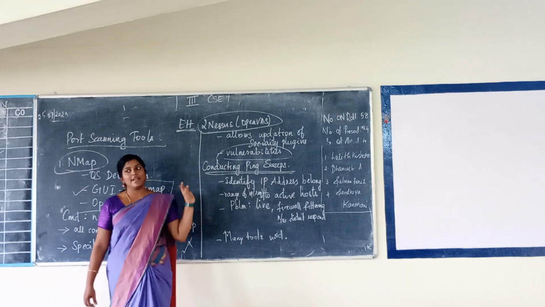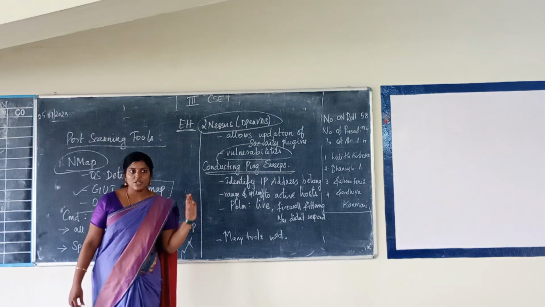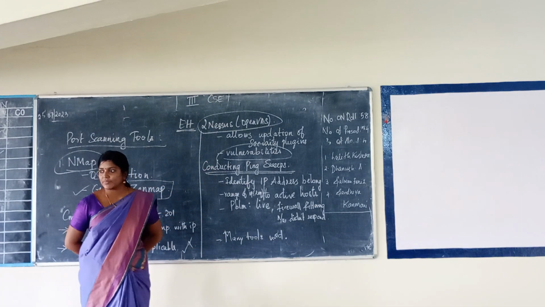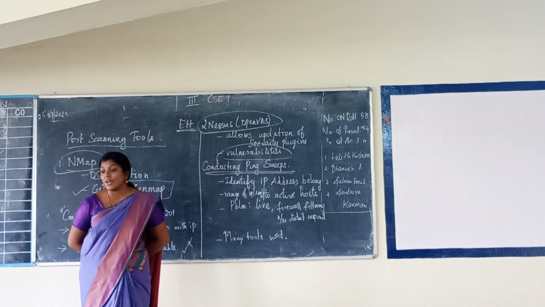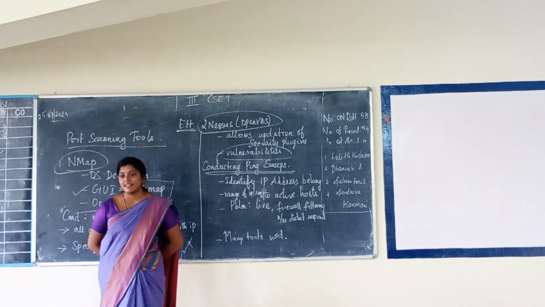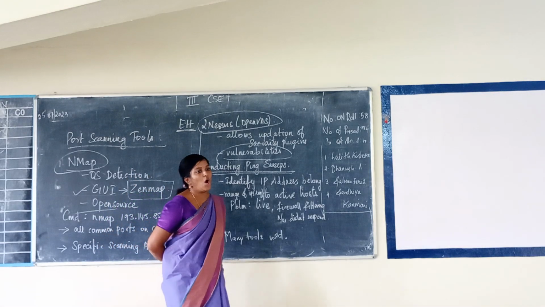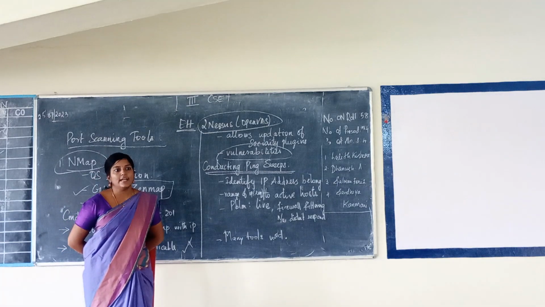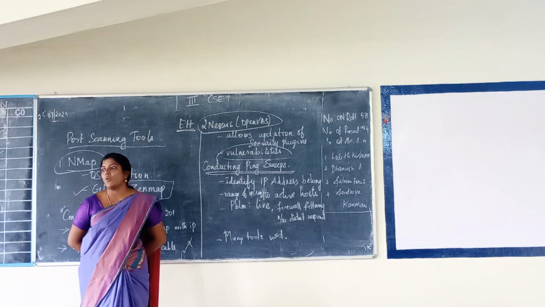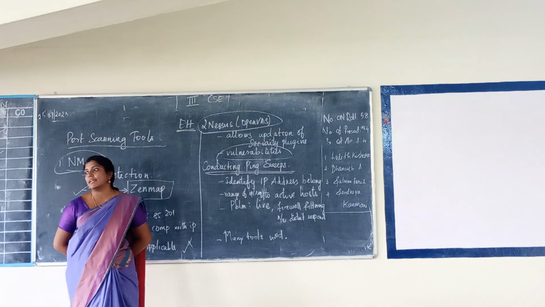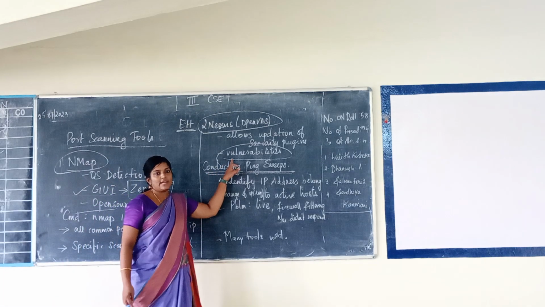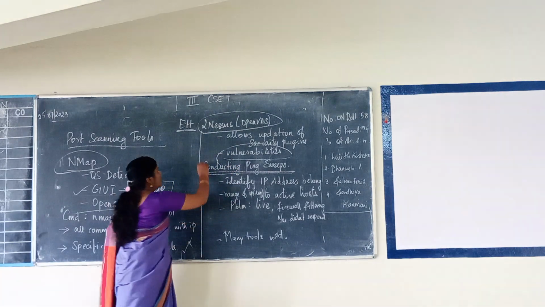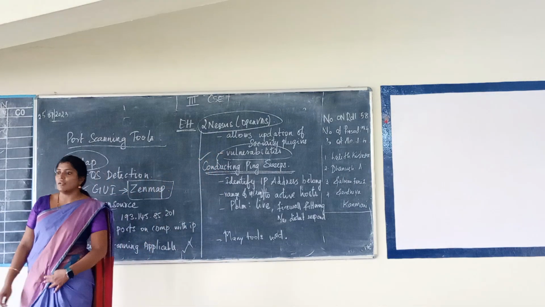Both are tools for what? Both are used for port scanning, but an additional facility is available in Nessus. What is the main advantage of Nessus? Vulnerability detection. Not only are we detecting which kind of OS is present and which ports are open, it also tells us what possible vulnerabilities can be attacked. So that is the main advantage of Nessus. So, two tools are commonly available.